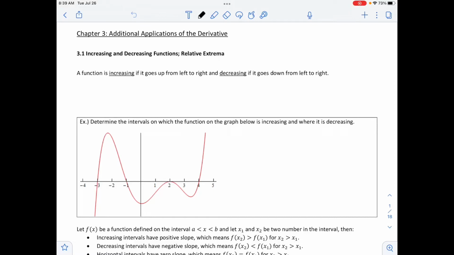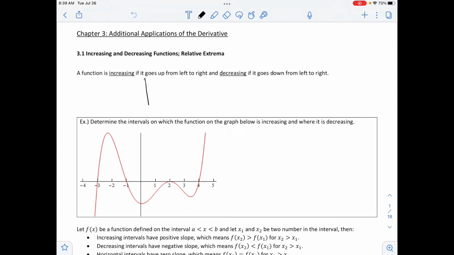We are in Chapter 3, Additional Applications of the Derivative. 3.1 is increasing and decreasing functions and relative extrema. So first thing that we have says a function is increasing if it goes up from left to right, and decreasing if it goes down from left to right.